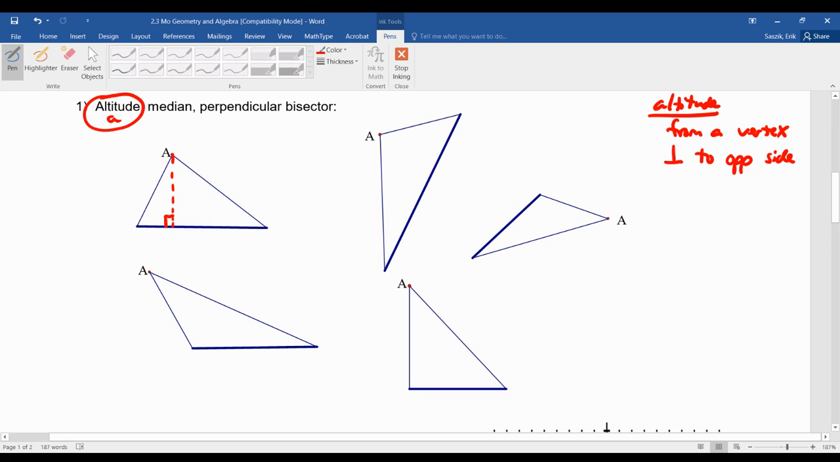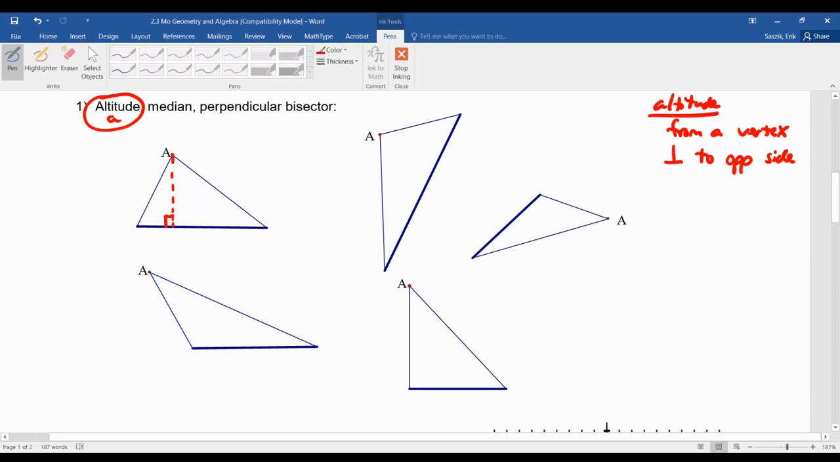I want you to realize that every triangle has 3 altitudes because you could draw one from each vertex. This one from here would be roughly like that. I'm not going to draw it because my diagram is going to get too messy. And then, from here, looks like it'd be roughly like that. So each triangle has 3 altitudes.